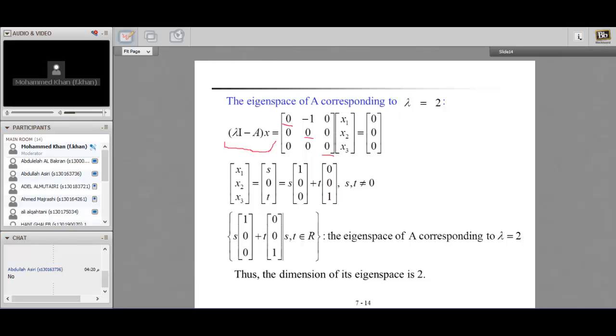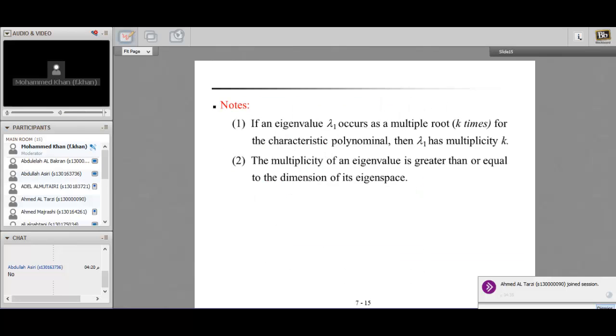So that will be equal to x1, x2, x3. When you multiply this x1, x2, x3, this will be equal to s, 0, t, or if you take s outside, 1, 0, 0, and t outside, that will be 0, 0, 1. S and t are the parameters. So this type of question we solved earlier.